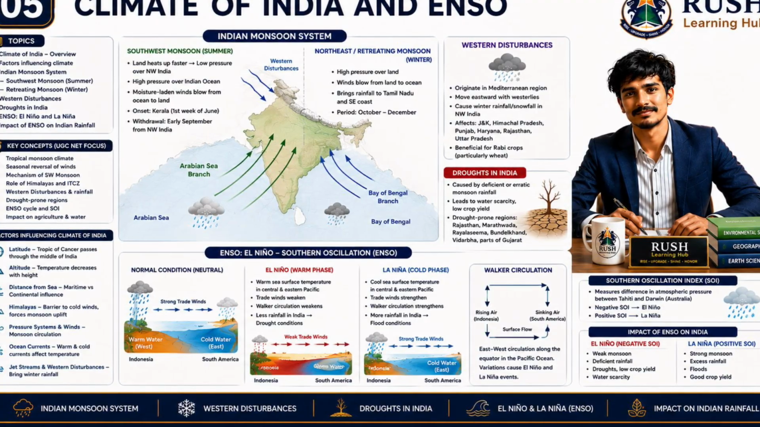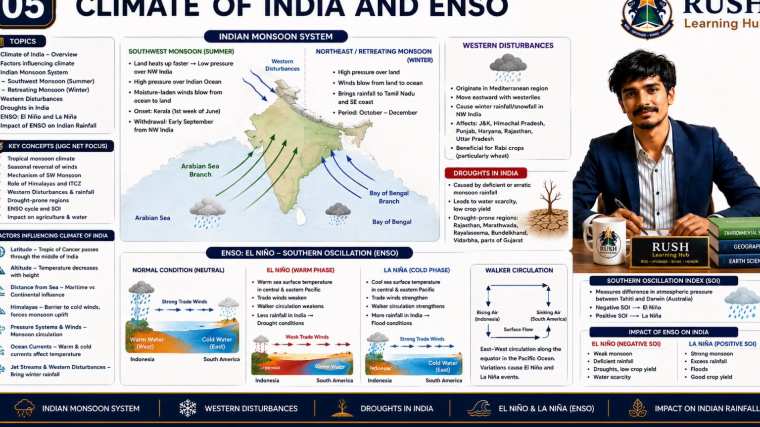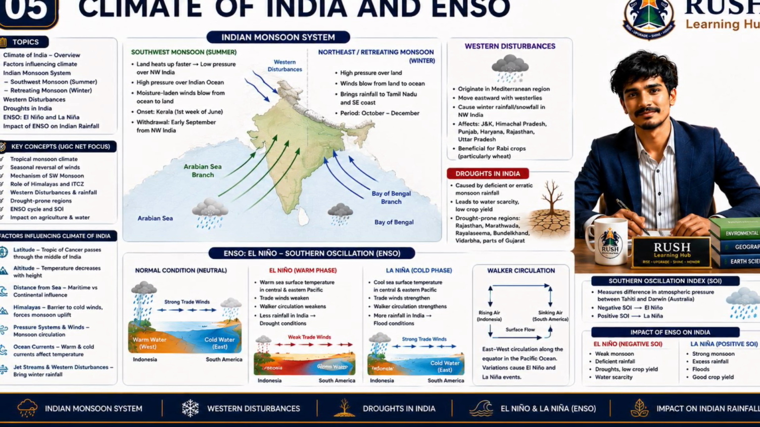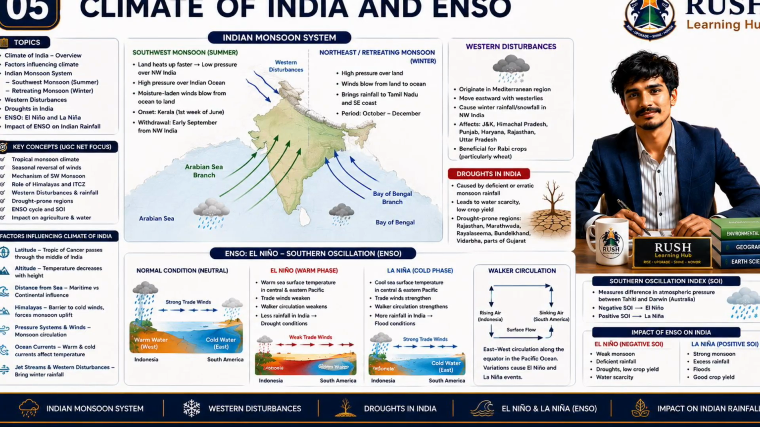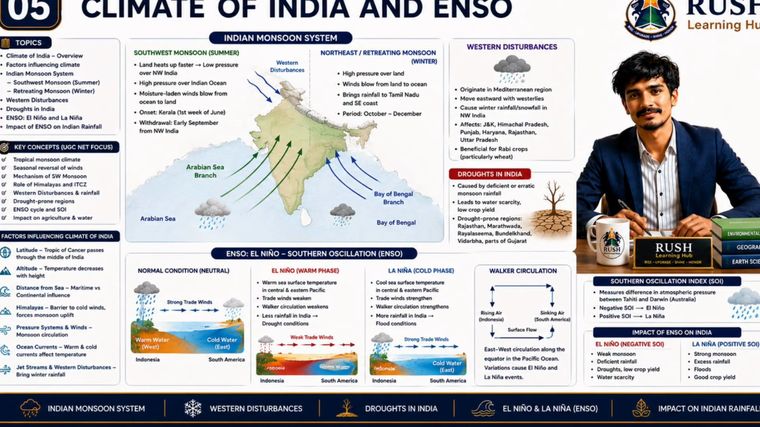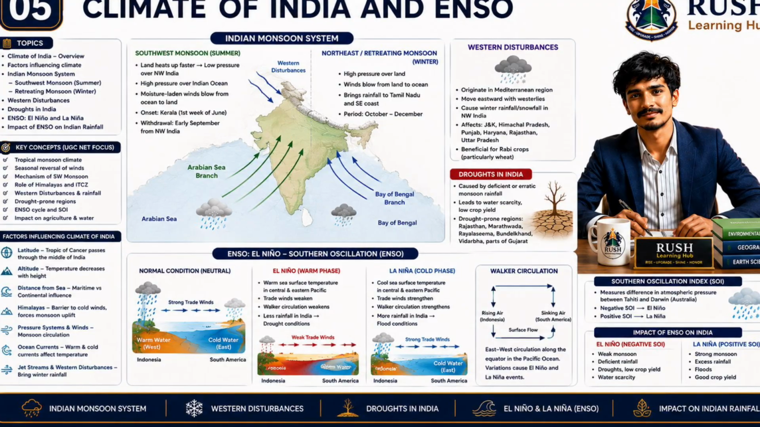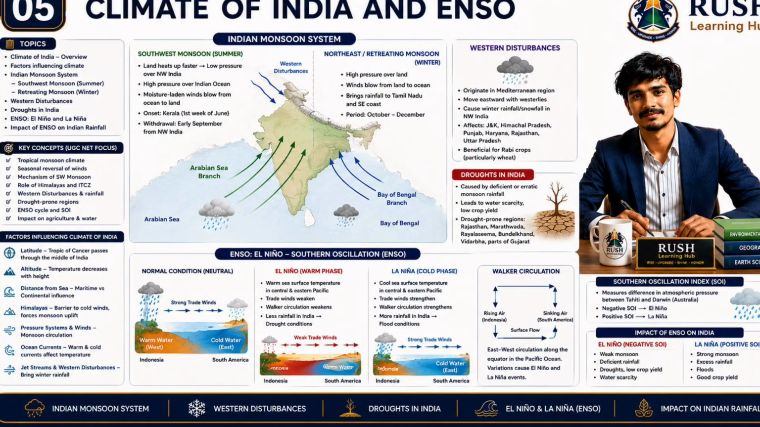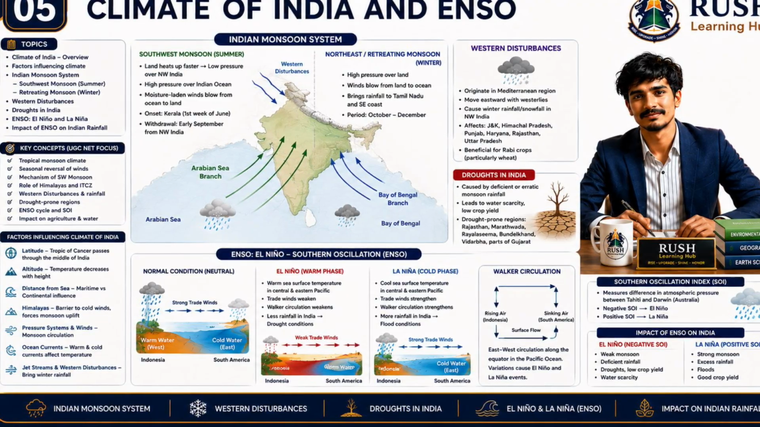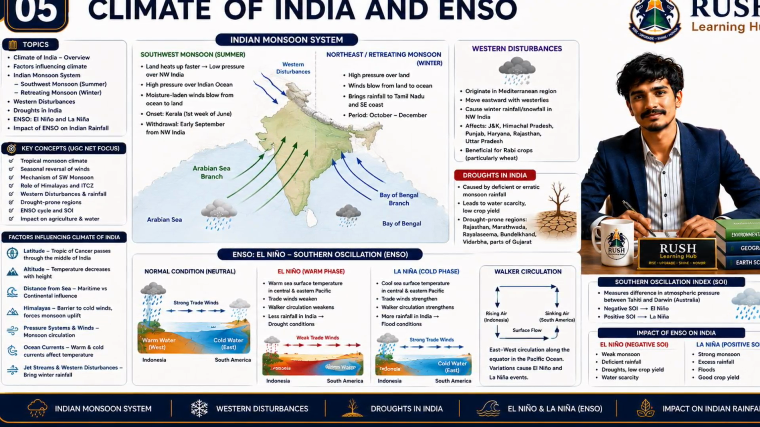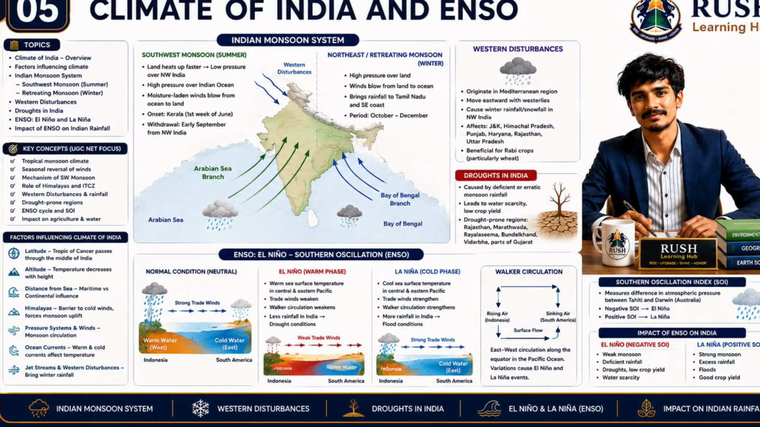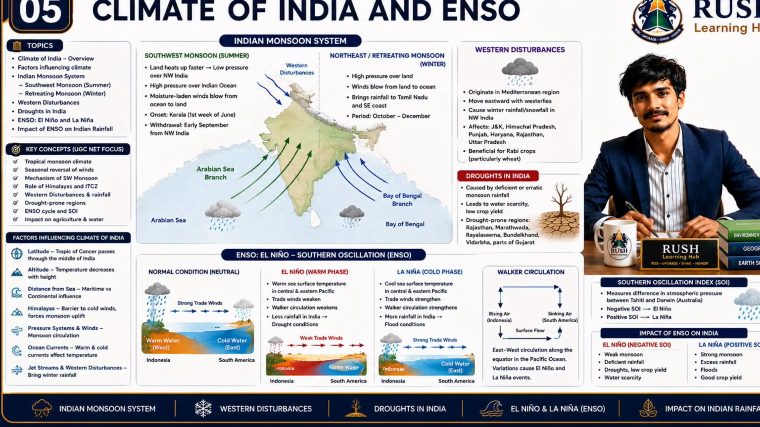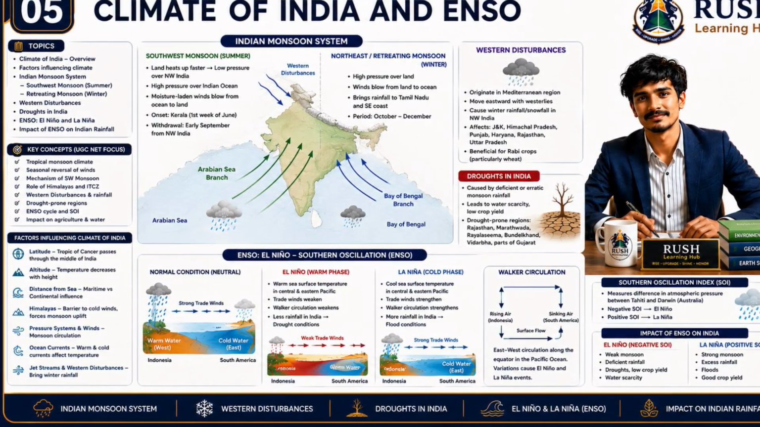For UGC NET examination, remember the following important concepts. Factors affecting the climate of India. Mechanism of southwest and northeast monsoon. Arabian Sea branch and Bay of Bengal branch. Western disturbances and their role in winter rainfall. Drought-prone regions of India. ENSO cycle. El Niño and La Niña. Water circulation. Southern Oscillation Index or SOI. Effects of ENSO on Indian monsoon and agriculture.